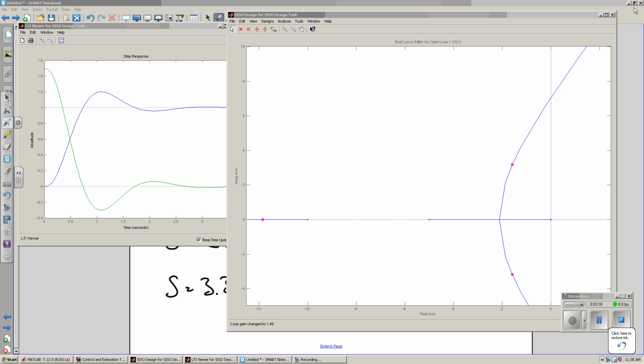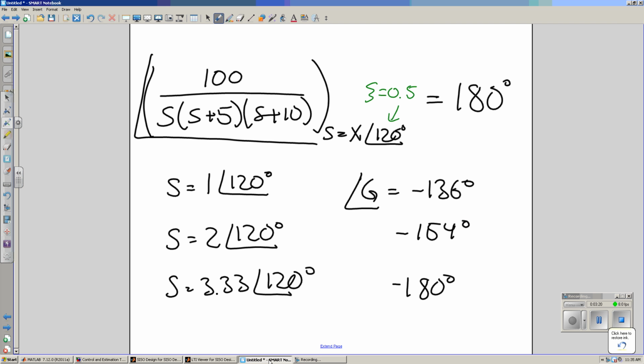I can do that using trial and error. First guess, the amplitude is at 1. Angles don't add up to 180. My guess wasn't right. Try 2, try 3, keep on going until you add up to 180. Turns out the point on the root locus plot that has a damping ratio of 0.5 is at 3.33 at 120 degrees.